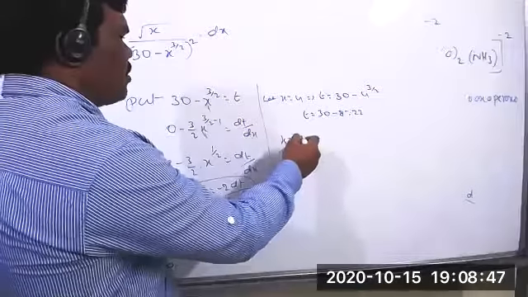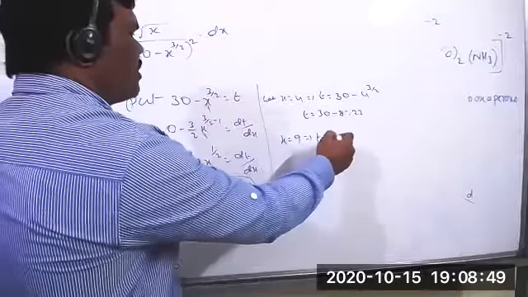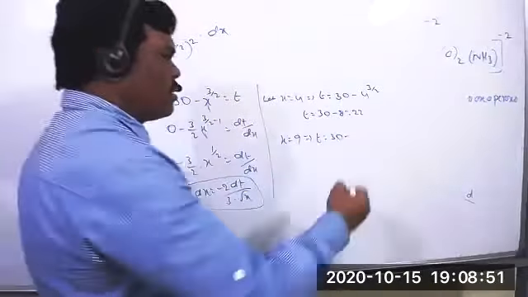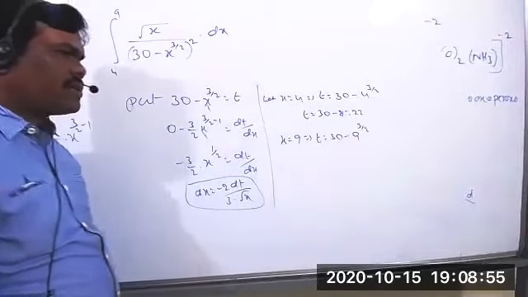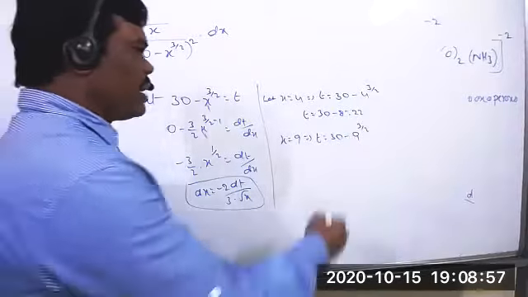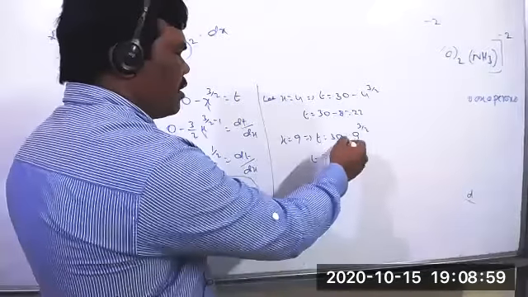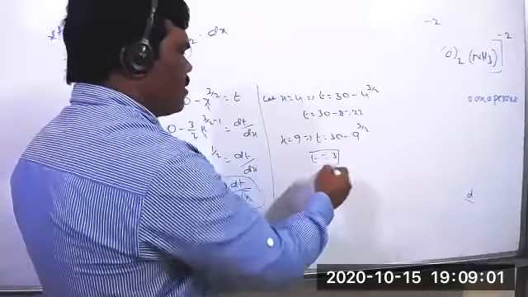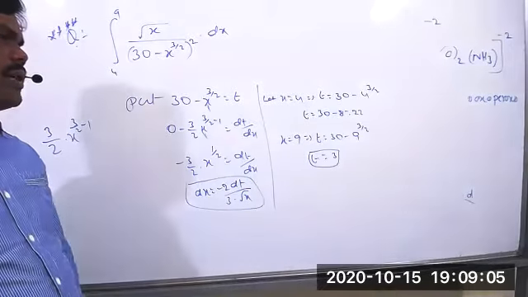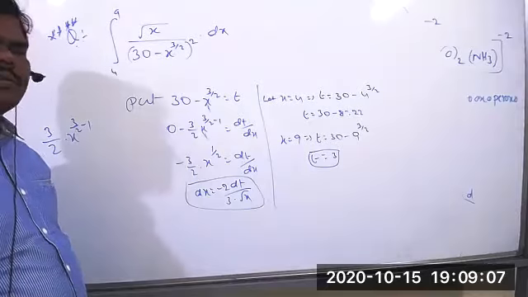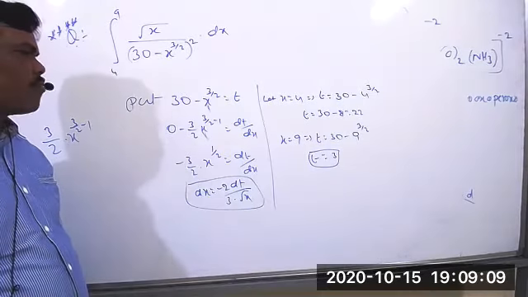Next, x equal to 9: the value of t equals 30 minus 9 power 3 by 2. 9 can be written as 3 square, so we get 3 cube, which is 27. So t equals 30 minus 27, which is 3. So the limits will be t equal to 22 to 3. Okay, now you can find it.